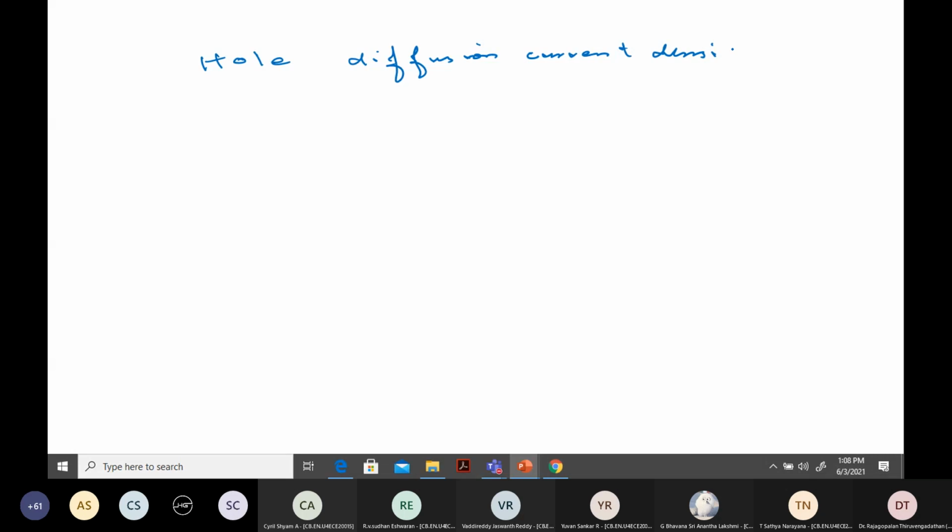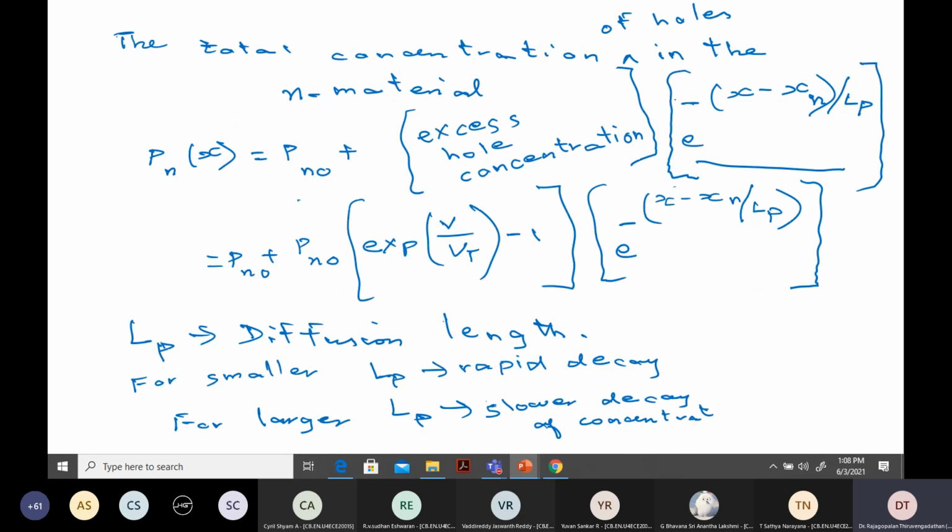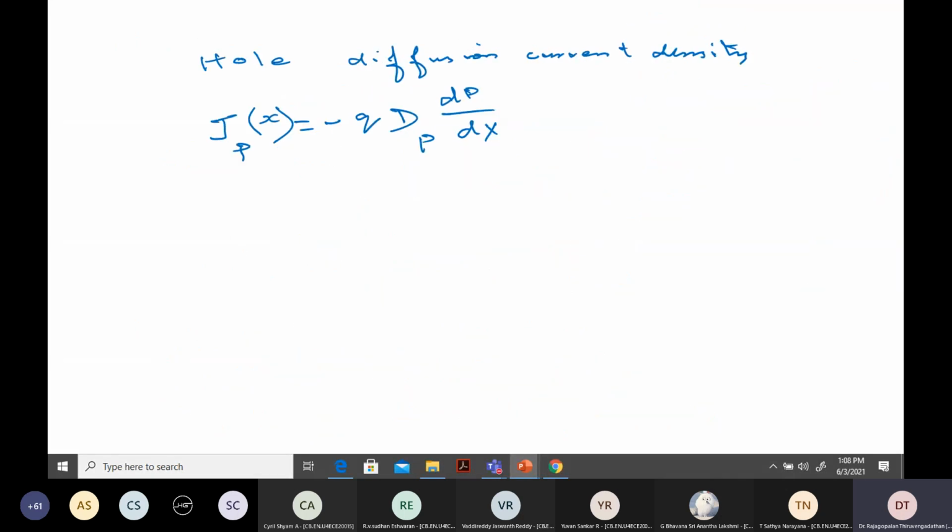The hole diffusion current density JP at x, JP of x, is given by minus q D_P dp by dx. This we know already. So we already have an expression for p of x. Why subscript n? The subscript n stands for the concentration of holes in the n region. This is the whole diffusion current density.